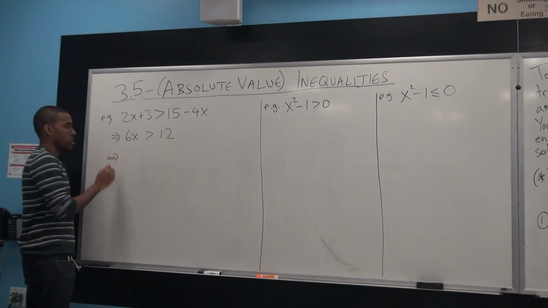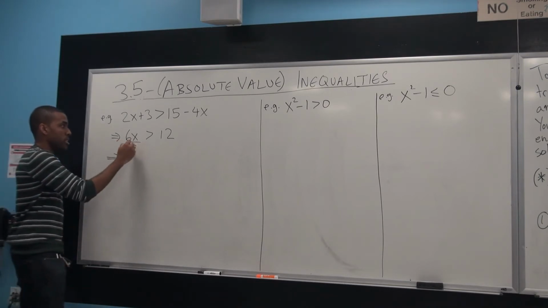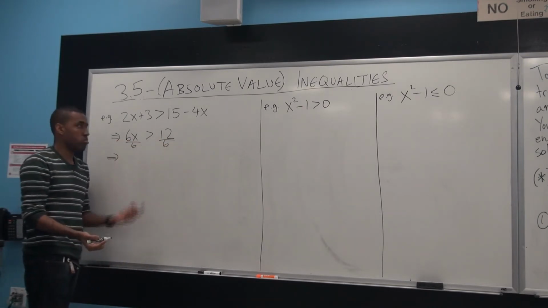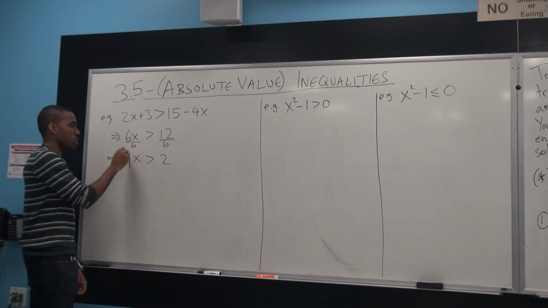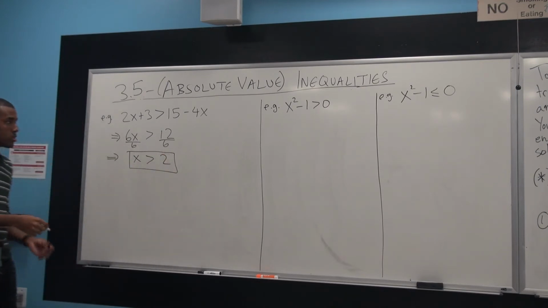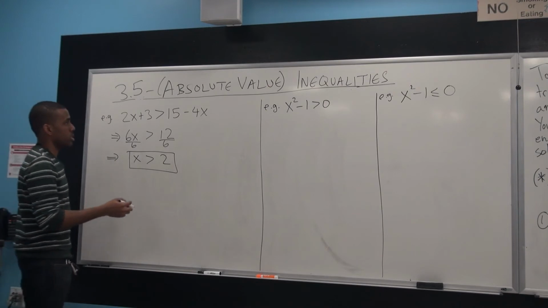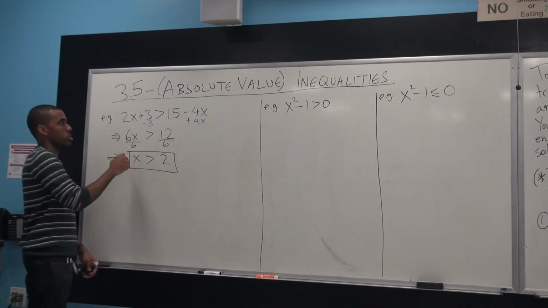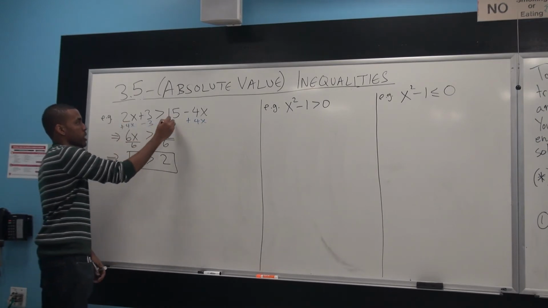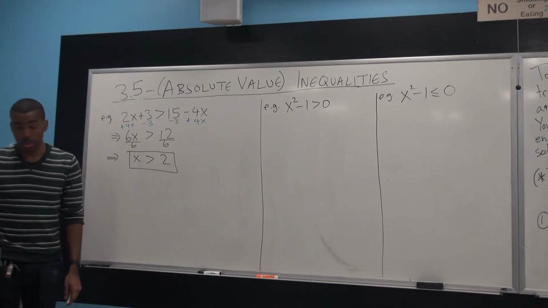Now what? How do I get to x? I can divide both sides by 6. Now 6 is a positive number, so I don't change the sign. It just stays the same. So x is greater than 2. I usually don't write intermediate stages, so notice that this is what's happening. I added 4x to both sides, and then subtracted 3 from both sides. I know some people write it down, but I want to discourage that, so I might skip it sometimes.